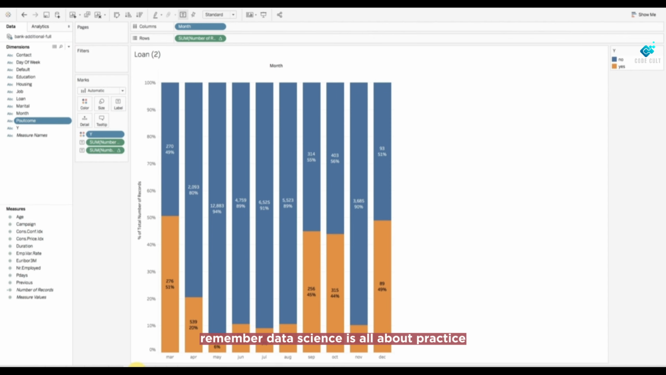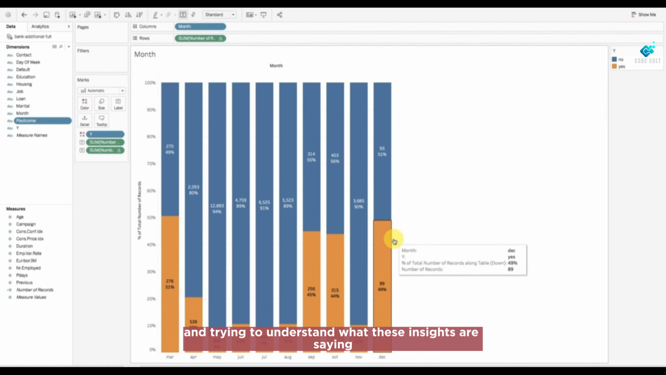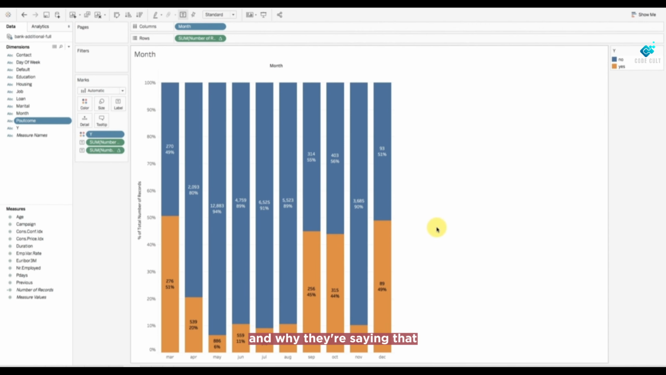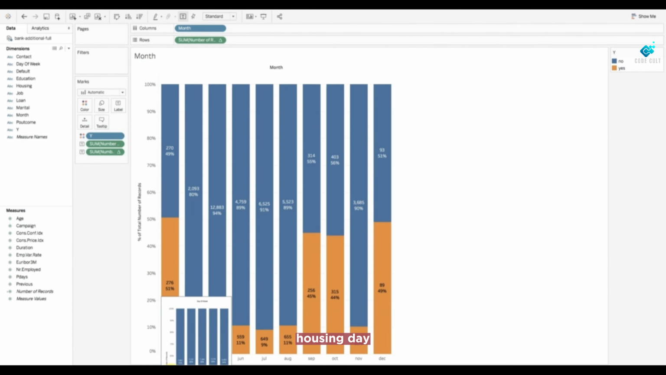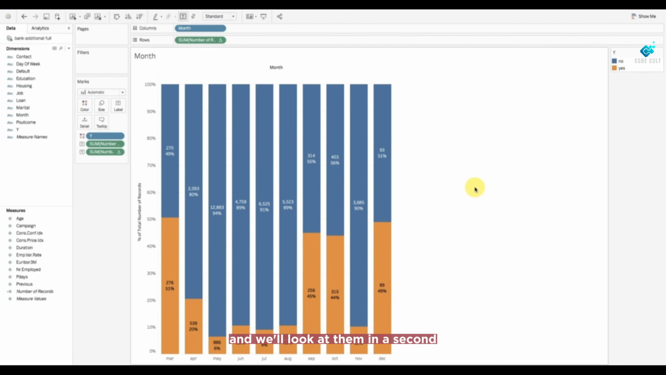Remember, data science is all about practice, practice, practice. So analyzing this and trying to understand what these insights are saying and why they're saying that, and also doing those 3 variables, that'll be good practice. Homework is to create the following 3 variables: housing, day of week, and P outcome. I've already got them created here, and we'll look at them in a second. But for now, let's discuss month.